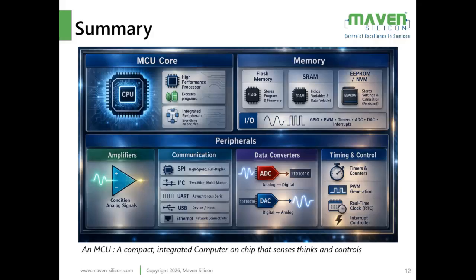So let's wrap it up by understanding this summary. An MCU is a compact computer on a chip that can sense, process, and control. It combines the core, which is the brain, memory, which is the storage, input and output ports, which are used for interaction with the external world, and peripherals, which enhance the capabilities of the microcontroller. And what to understand is the microcontroller is nothing but the brain behind modern electronics.